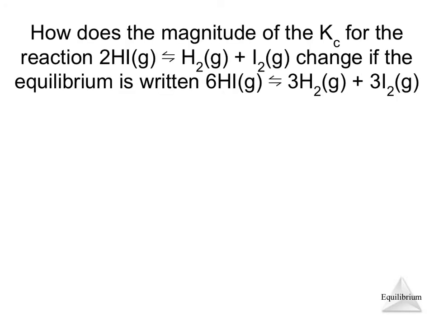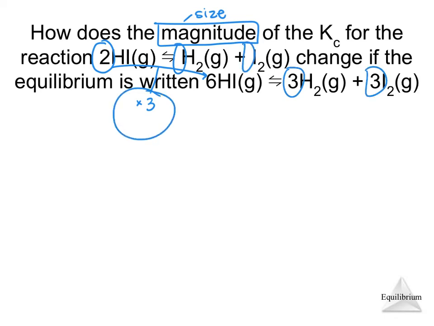So how does the magnitude, and when I talk about magnitude, you guys, I'm talking about the size, okay? So how does the size of the Kc for the reaction 2HI, H2 plus I2 change if the equilibrium is 6HI, 3H2, and 3I2? So if we look, we're taking our first coefficient from 2 to 6. So that is times 3. Let's just make sure it's consistent the whole way. We're going from 1 to 3 and 1 to 3. Okay, so we multiplied by 3 to get from our first equation to our second equation.